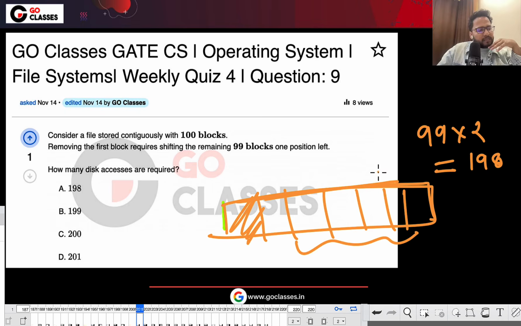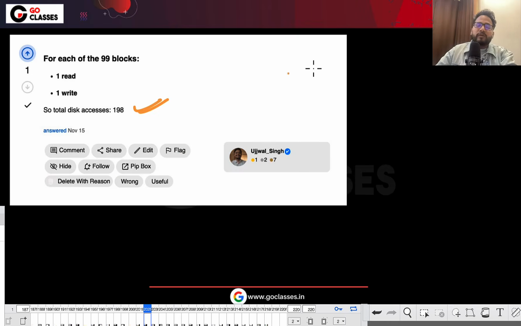Do you need any other access? You might have to update some metadata, like the starting position, or the length which has been reduced to 99. Although I have not written it explicitly in this question, I will write it later on if that is required. But in all of these questions, just assume that only actual data file read or write accesses are asked. So only the 99 shifts are needed, right? So 198 is the answer, because you just need to shift 99. So A is the correct answer.